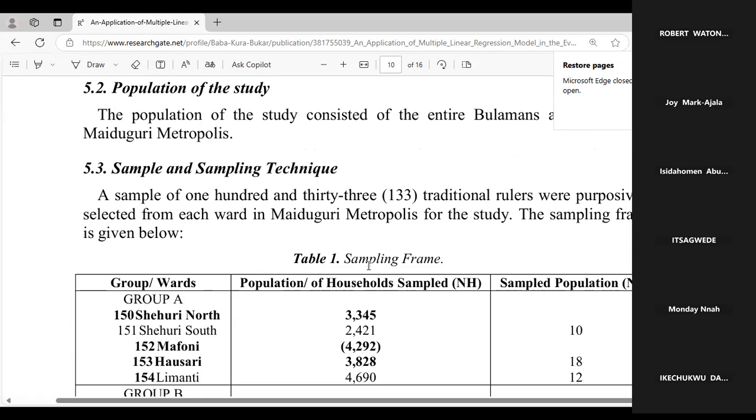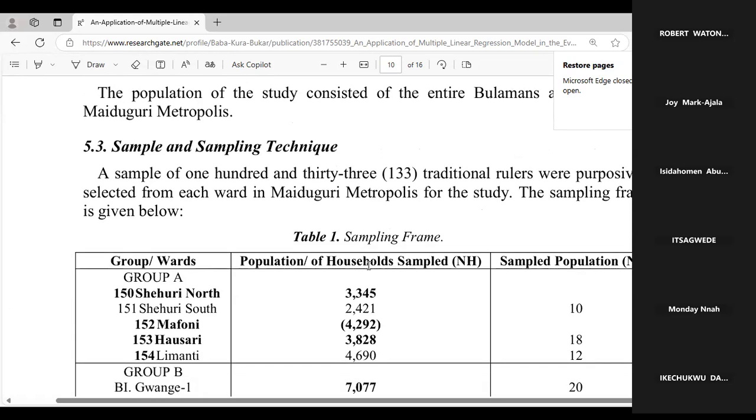So who are the people? Oh, a sample of 133 traditional rulers were purposively selected. But he said 200. And now he said 133. Don't make this kind of mistake when you are writing. Okay, the population is 200. So there are 200 traditional rulers in Maiduguri metropolis. Where is the source of that data? We need to see where he got that list.